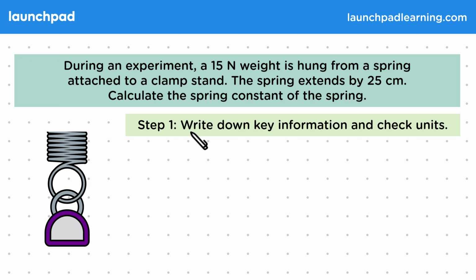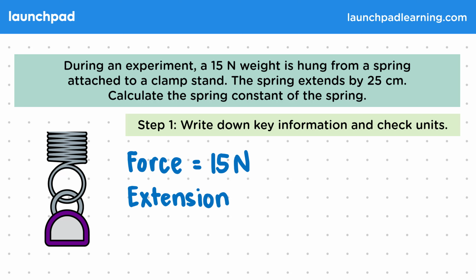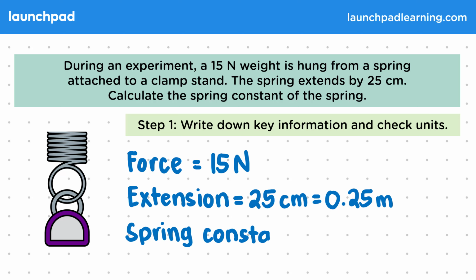So step 1 is to write down the key information and check the units. So first we're told that a force of 15 newtons was being used, as this is the weight that was hung from the spring. Then we're told the extension was 25 centimetres. But our equation needed the extension to be in metres. So we should convert this to 0.25 metres. Now we want to use this information to calculate the spring constant of the spring.